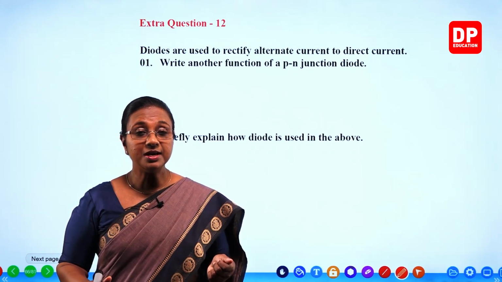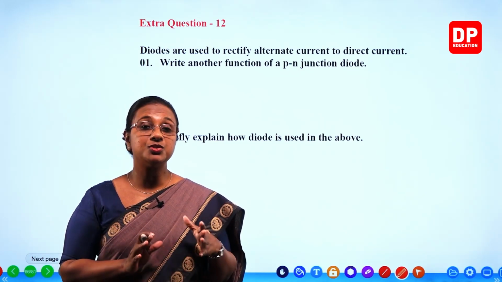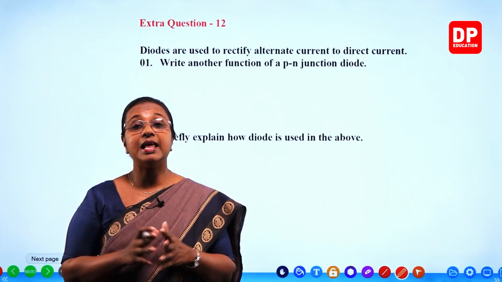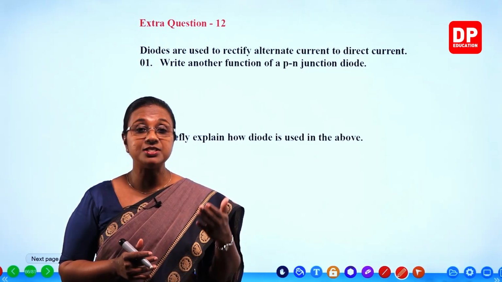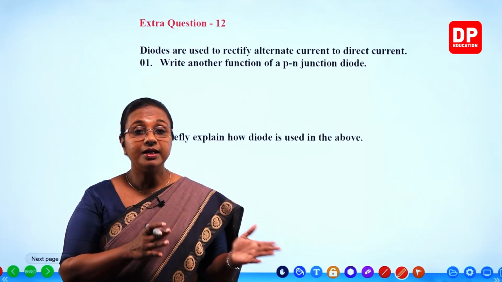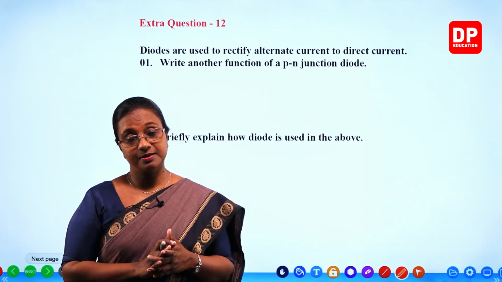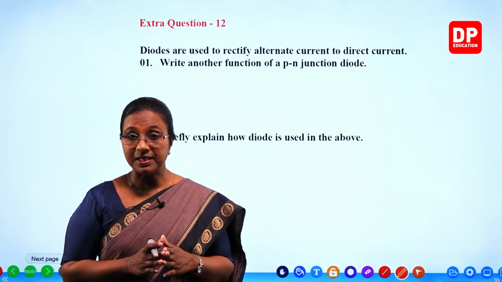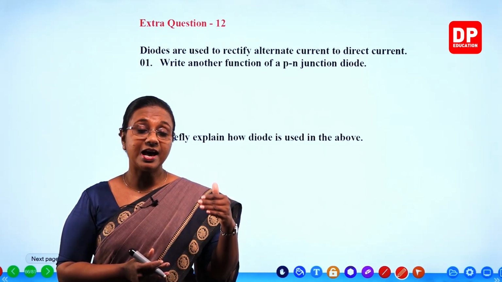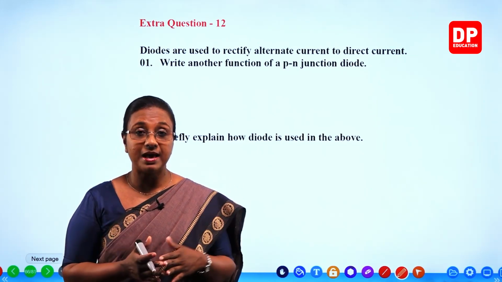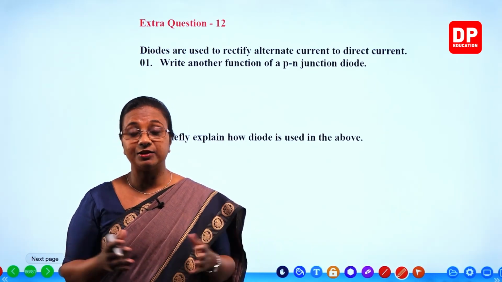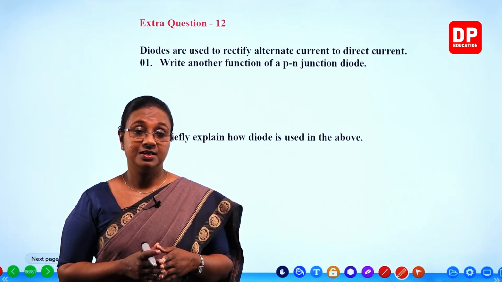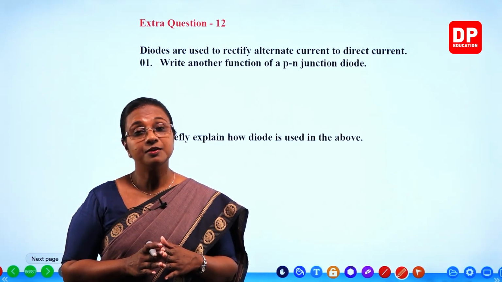You can remember a PN junction diode is used to protect electronic devices from being damaged due to incorrectly connected terminals. You all can remember that. Because of that, normally there is a diode inside the power packs that supply electricity to different electrical or electronic appliances. So, that is another function.